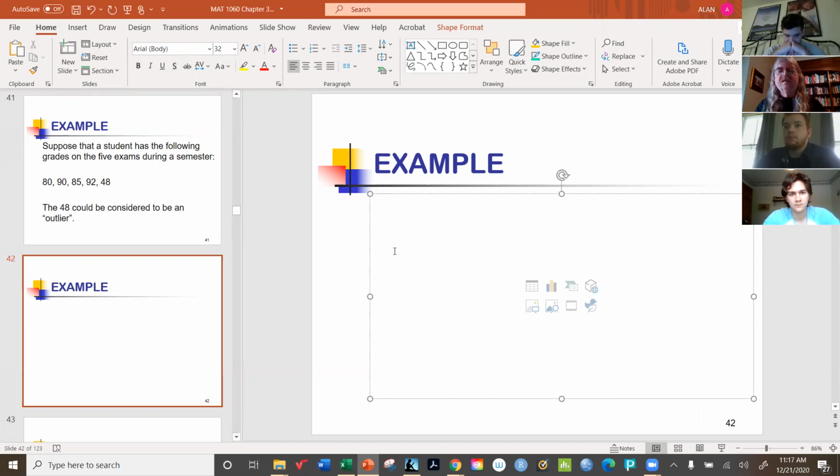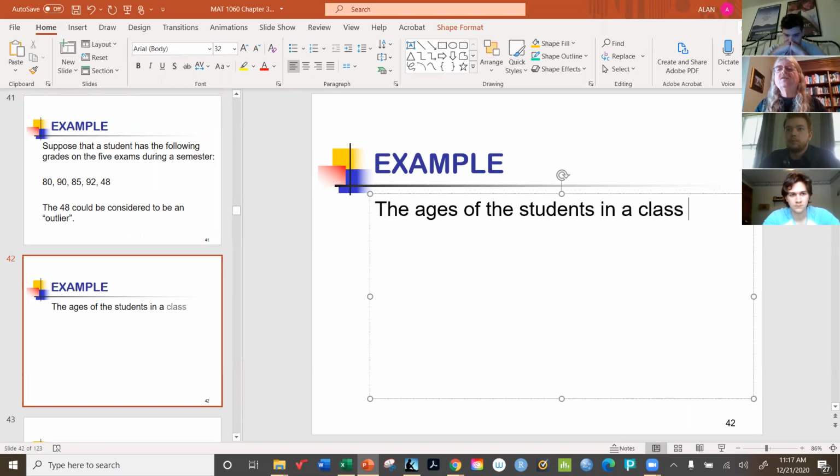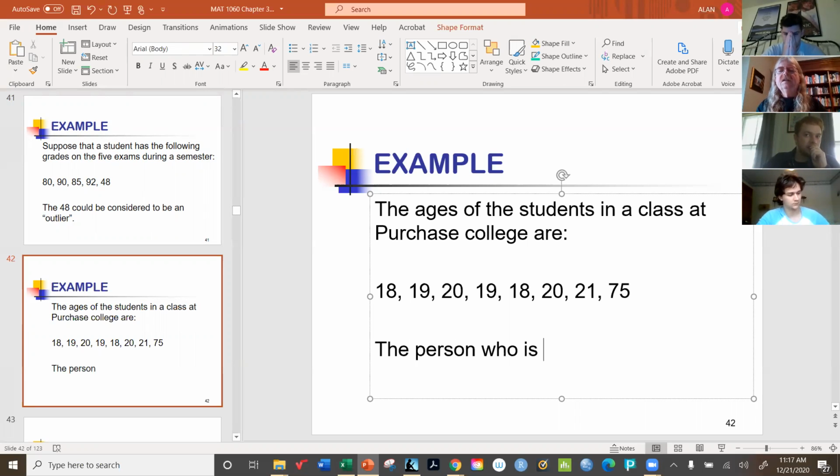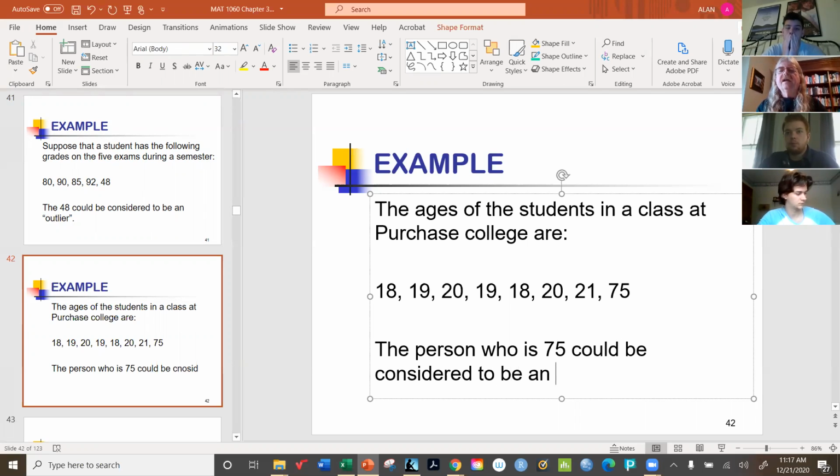But let's just say that the ages of the students in a class at Purchase College are 18, 19, 20, 19, 18, 20, 21. And then all of a sudden there's a retired person in the back of the room who's 75. They decided it would be fun to find out what statistics is all about. So the person who is 75 could be considered to be an outlier.